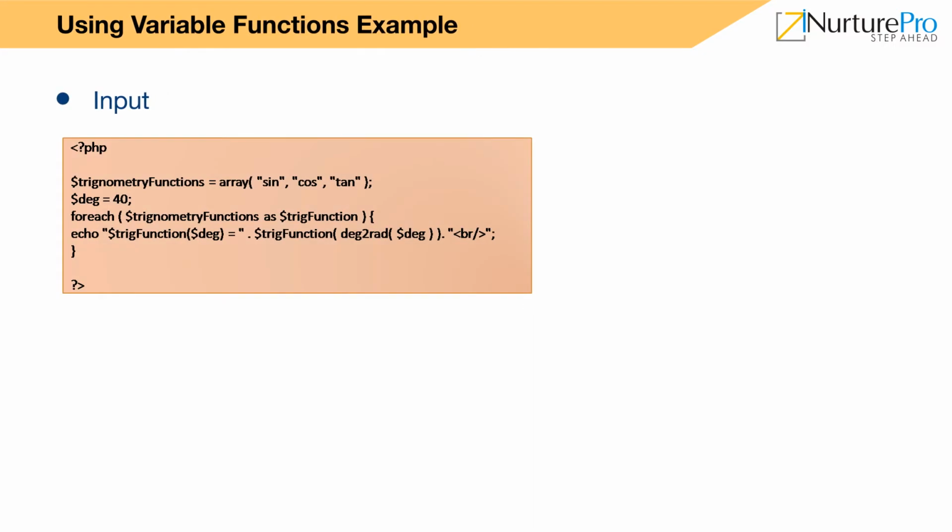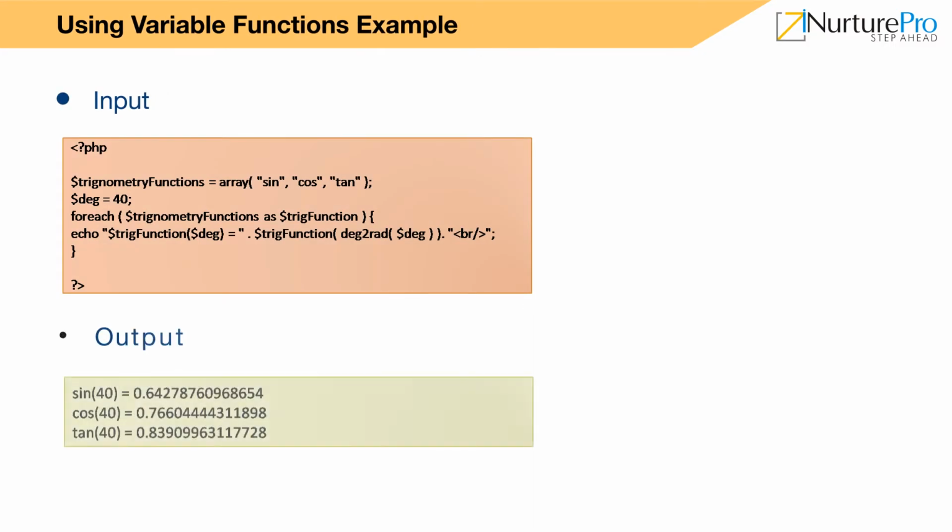The code uses an array that stores the names of 3 built-in functions such as sine, cos, and tan, and assigns this array to a $trigonometryfunctions variable. Another variable called $deg is created that stores the value 40. The foreach statement is used to loop through the array, and while traversing through each element, the function name that it stores is used and the result is displayed.